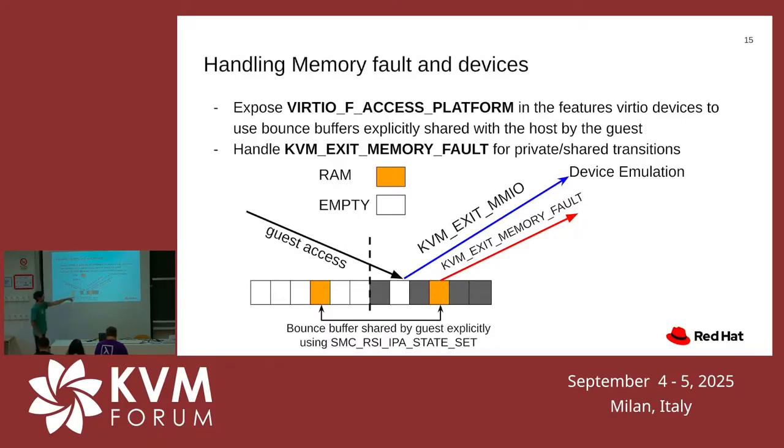And by doing this, it's going to trigger what they call the Realm exit memory fault, which is going to be used in the virtual machine monitor to switch from private to shared or vice versa, so it can access that buffer. So for example, in the case of virtio, you have to share buffers between the guest and the host, and so the host has to be able to read those buffers. And for that reason, you have to switch from private to shared.